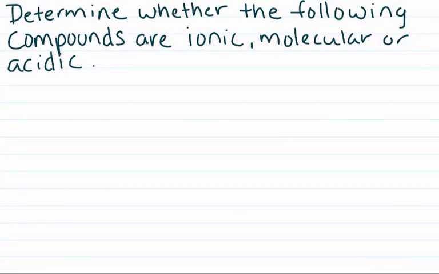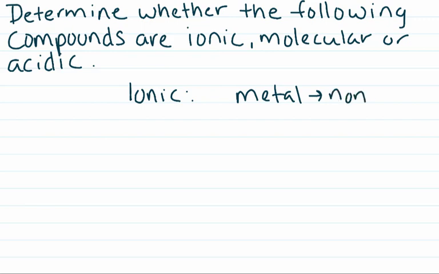Whenever you're naming a compound or working with a compound, it's important to know what kind of compound you're talking about. For this class, we'll cover three major categories of compounds: ionic, molecular, and acidic. So whenever you're going to name one, the first thing you want to do is determine which category it falls into. Now remember that ionic compounds are compounds that have a metal and a non-metal bonded together.